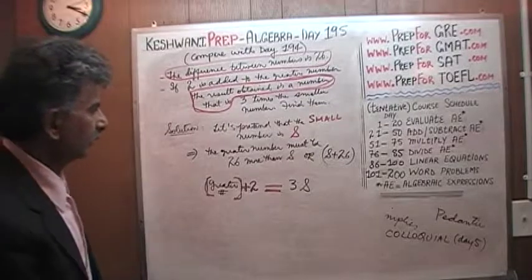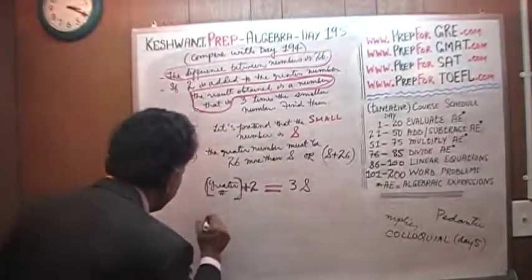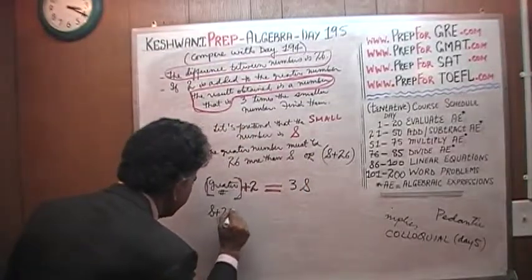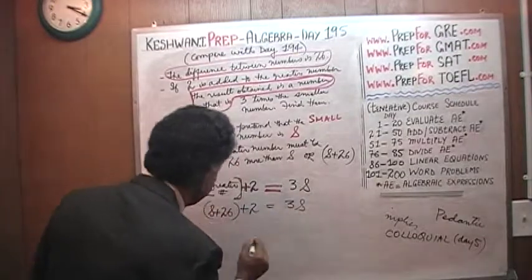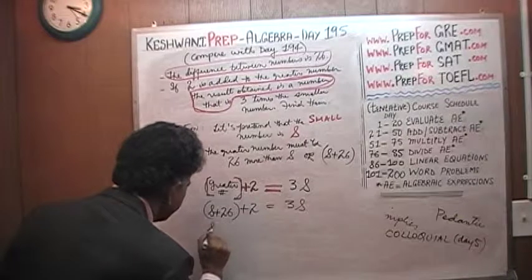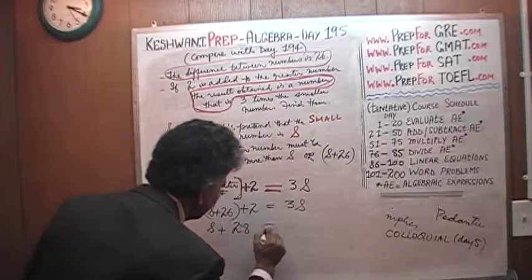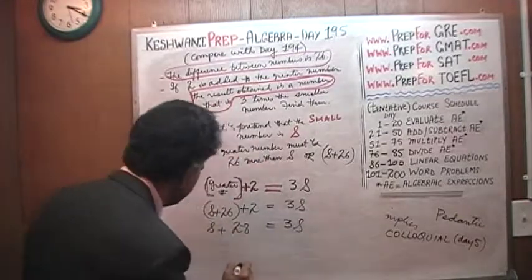How much is the greater number? The greater number is s plus 26. s plus 26 plus 2 equals 3s. So that gives us s plus 28 equals 3s.